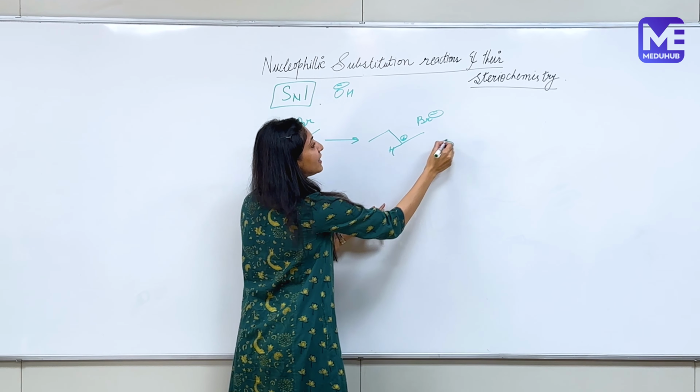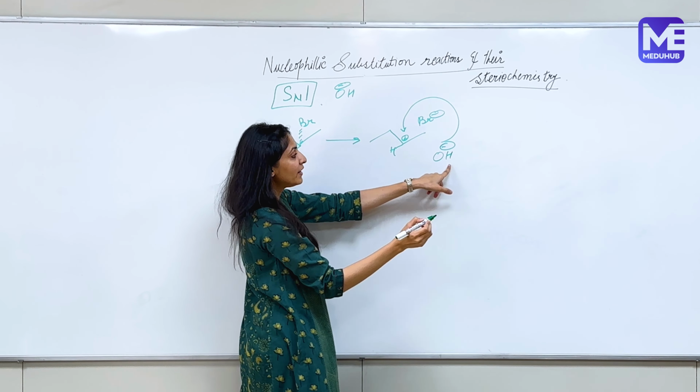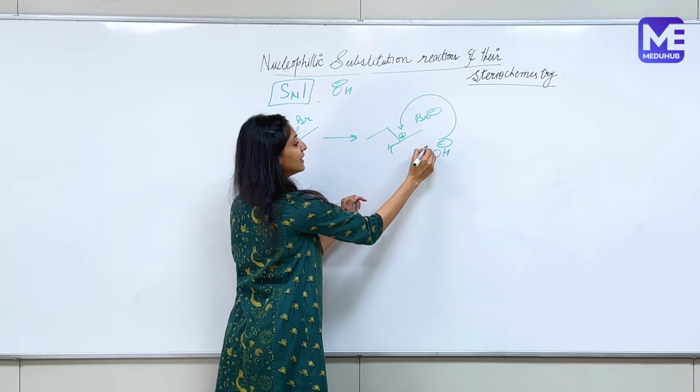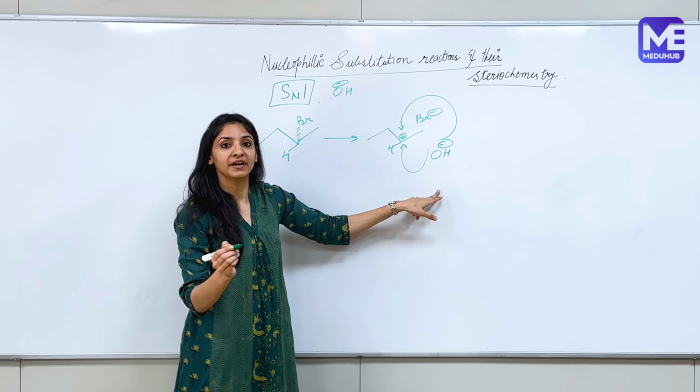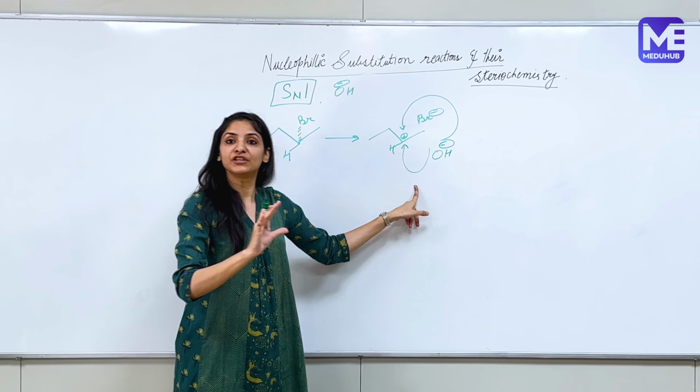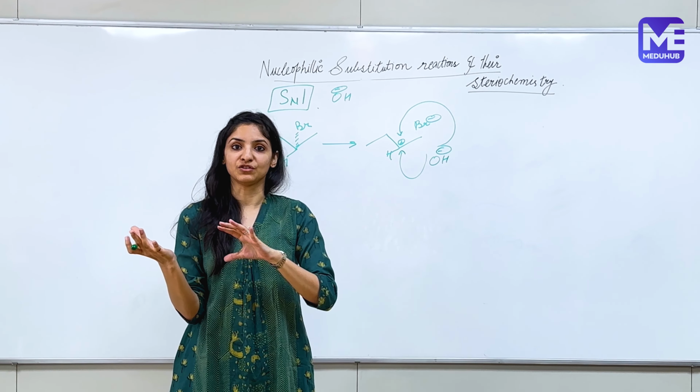It can attack either from behind or from the front like this. There are two routes, right? So it can lead to a mixture of both plus and minus isomers.